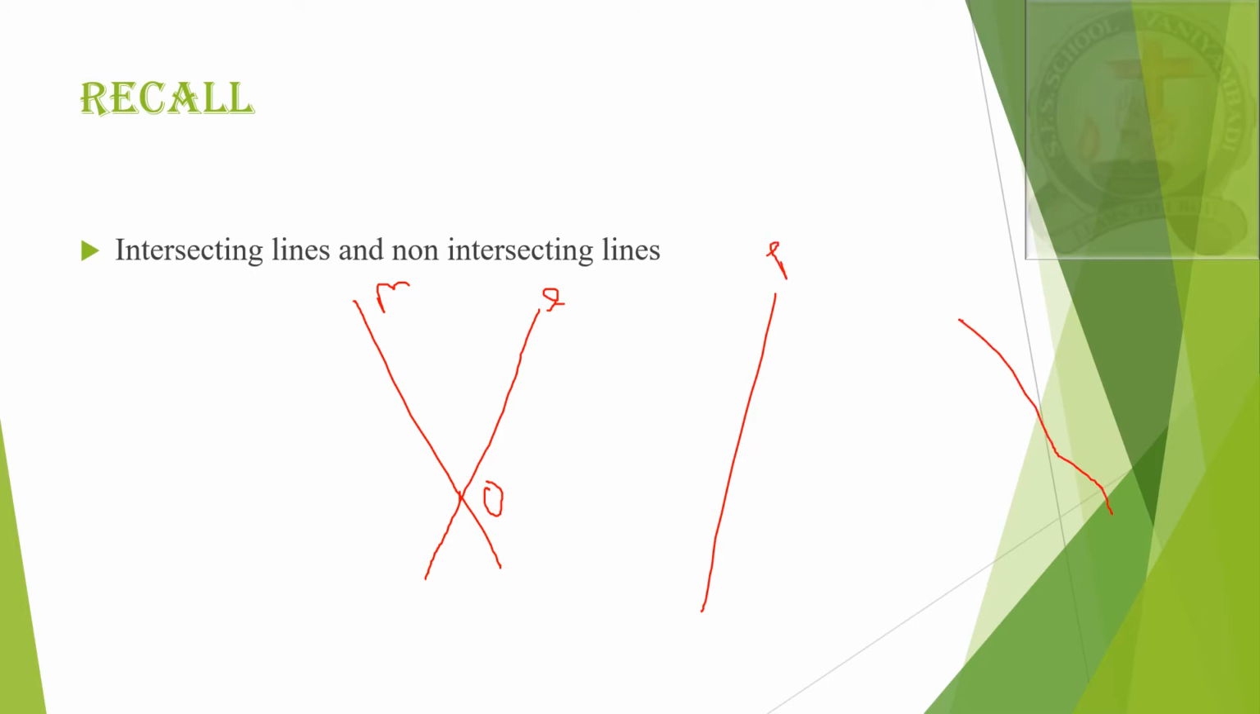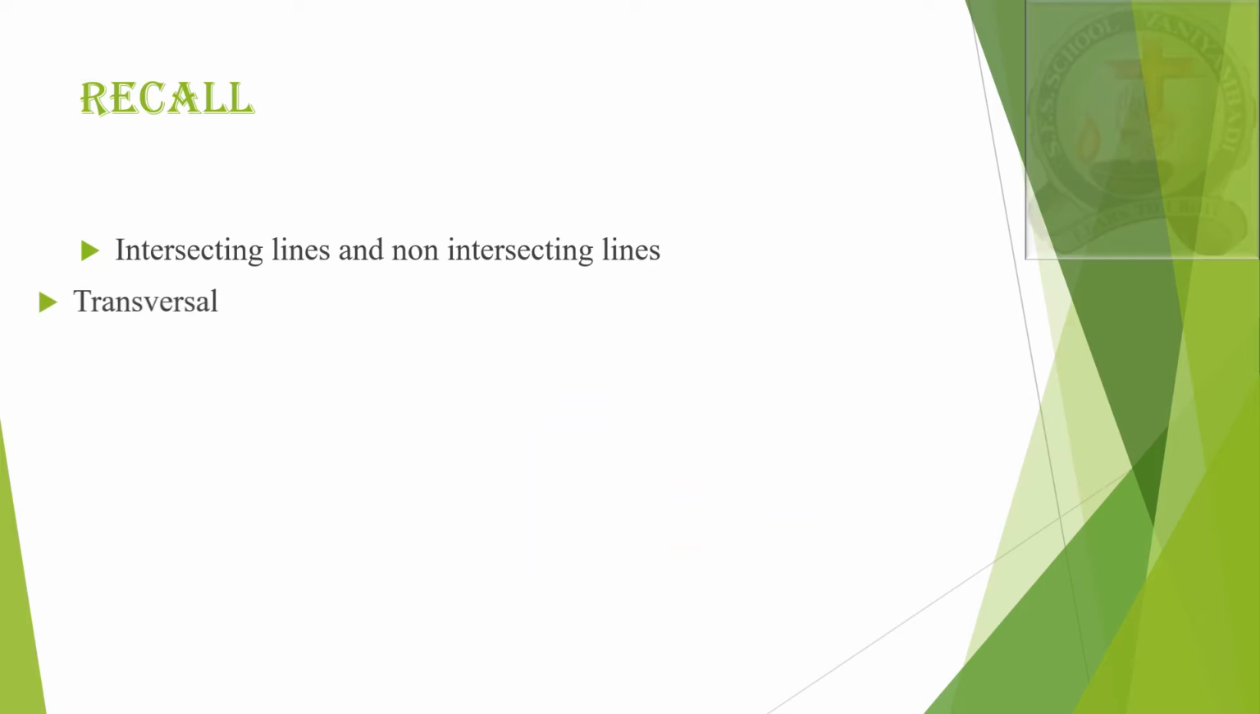There is another line P and another line Q. Those two lines do not meet anywhere and do not intersect anywhere. Therefore, the lines P and Q are called non-intersecting lines, children. I hope you understood very well what intersecting lines and non-intersecting lines are. Intersecting lines will meet at a point. Non-intersecting lines will not meet at any point.